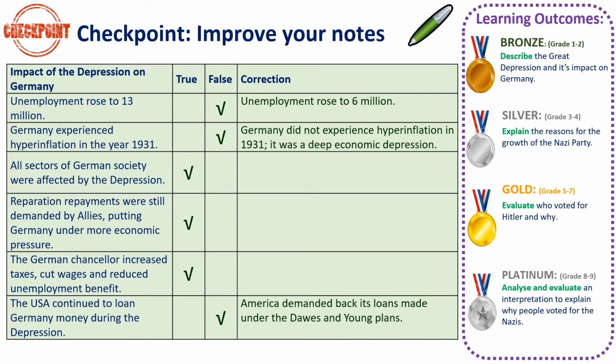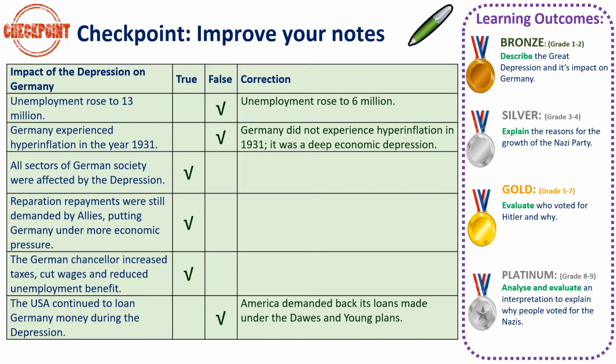So now that you've accessed your worksheet from the resources area and you've typed your answers, you can mark them. For the first one, false: unemployment rose to 13 million is untrue. It rose to just 6 million, which is still a lot of people. Germany experienced hyperinflation in 1931. False, Germany did not experience hyperinflation in 1931. That was the economic depression it felt in 1931. Hyperinflation was back in 1923, following the war crisis.